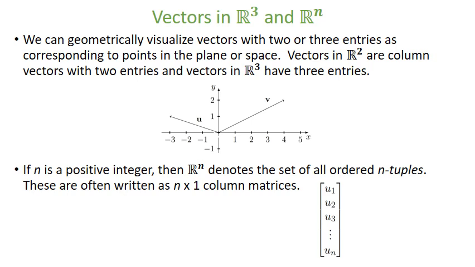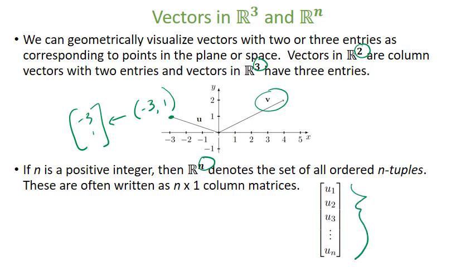So we can geometrically visualize these vectors, just like I showed you on the previous slide. So this represents the ordered pair -3, 1, but as a vector, we will write it in this way here. Vector v can be written in a similar manner. So it just depends on how many entries we have. If there are n entries, then we will have an n by 1 column matrix.